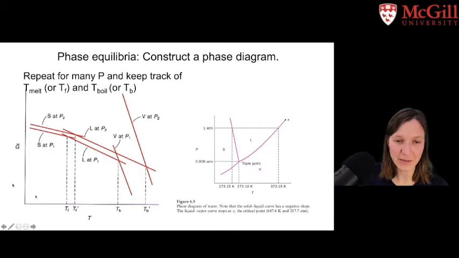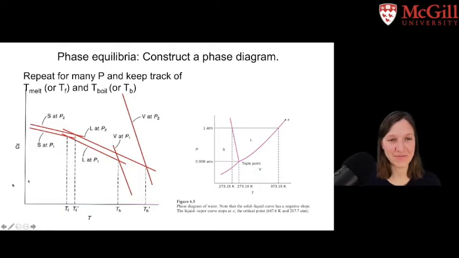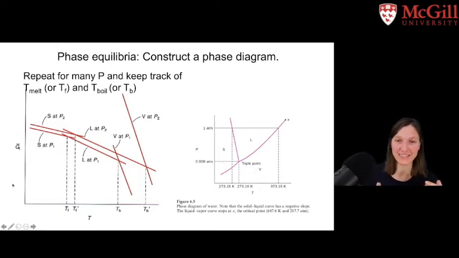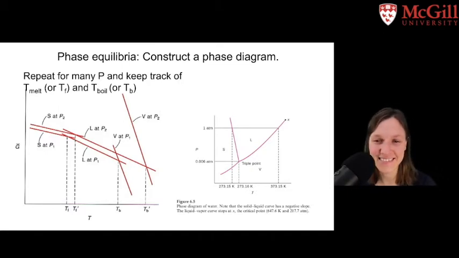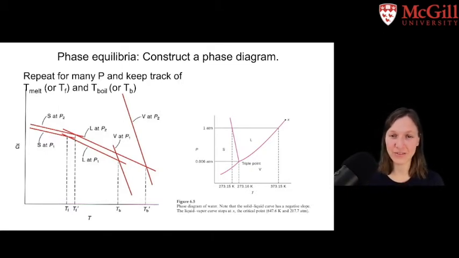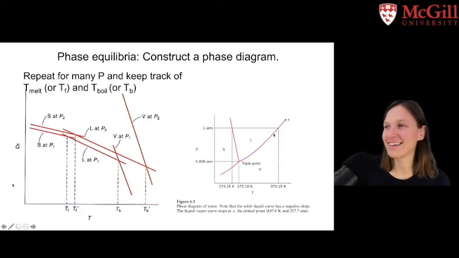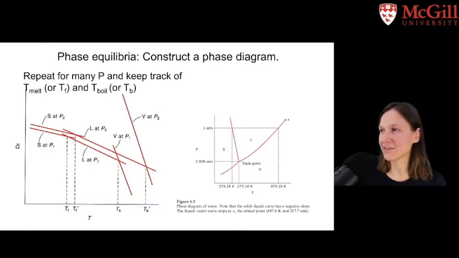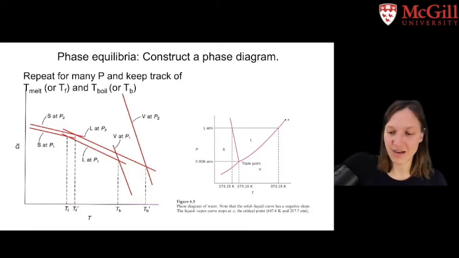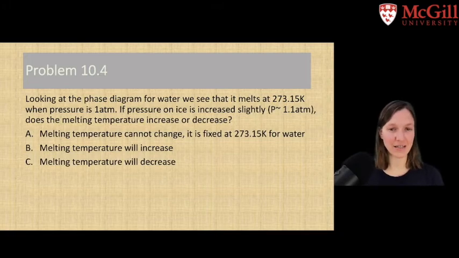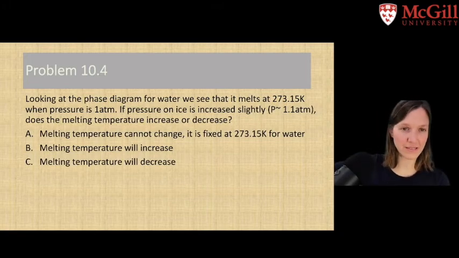All right, and so keeping track of PT pairs on the coexistence line, for which the molar Gibbs free energies of two phases are equal, one by one, point after point, we'll construct this diagram for any substance. All right, so hopefully this protocol is a little easier to imagine than getting the slopes and constructing the curve that way. Let's take a look at a quick question about this.